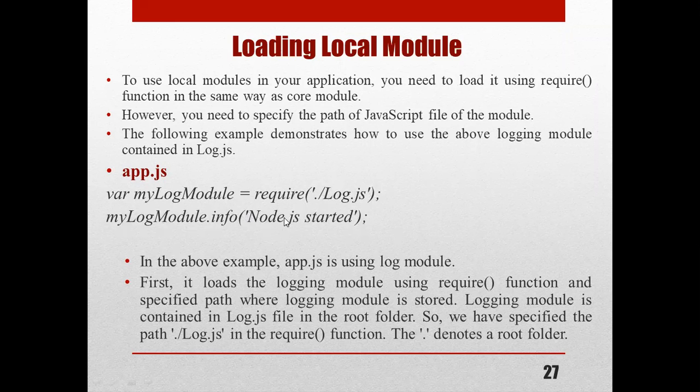In this example, app.js is another file using the log module that we have already written. First it loads the logging module using the require function and specifies the path where the module is stored. The logging module is the log.js file in the root folder, so that's why we have specified the path dot slash log.js in the require function. I already told you that dot denotes the root folder. This is the way we can load a local module in our application.